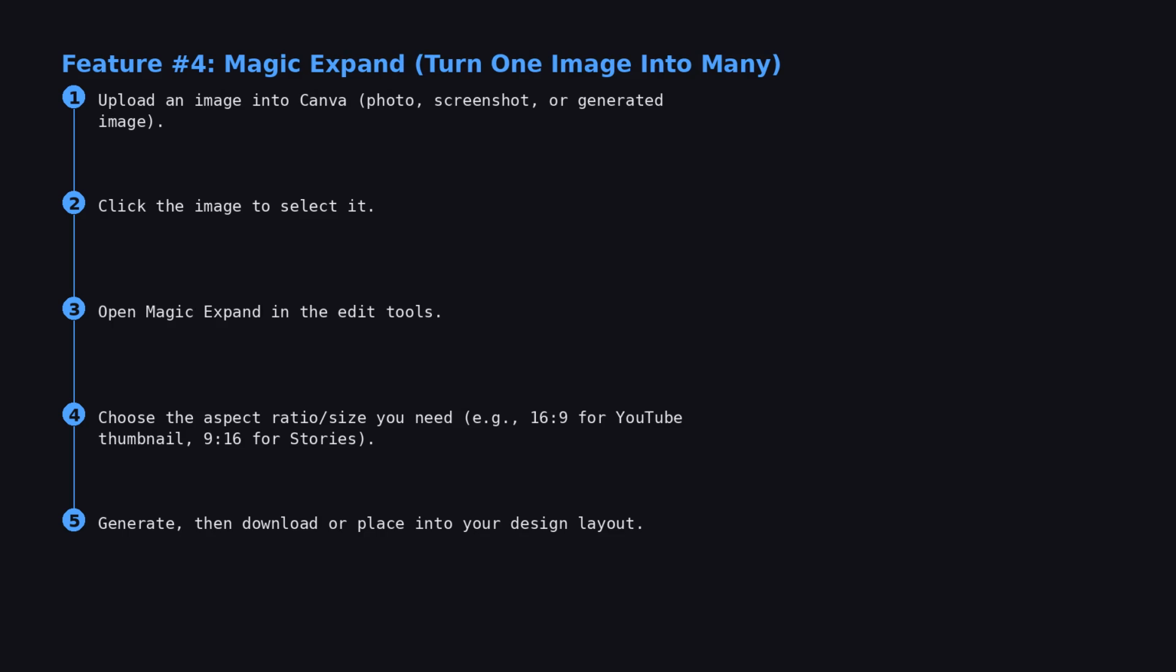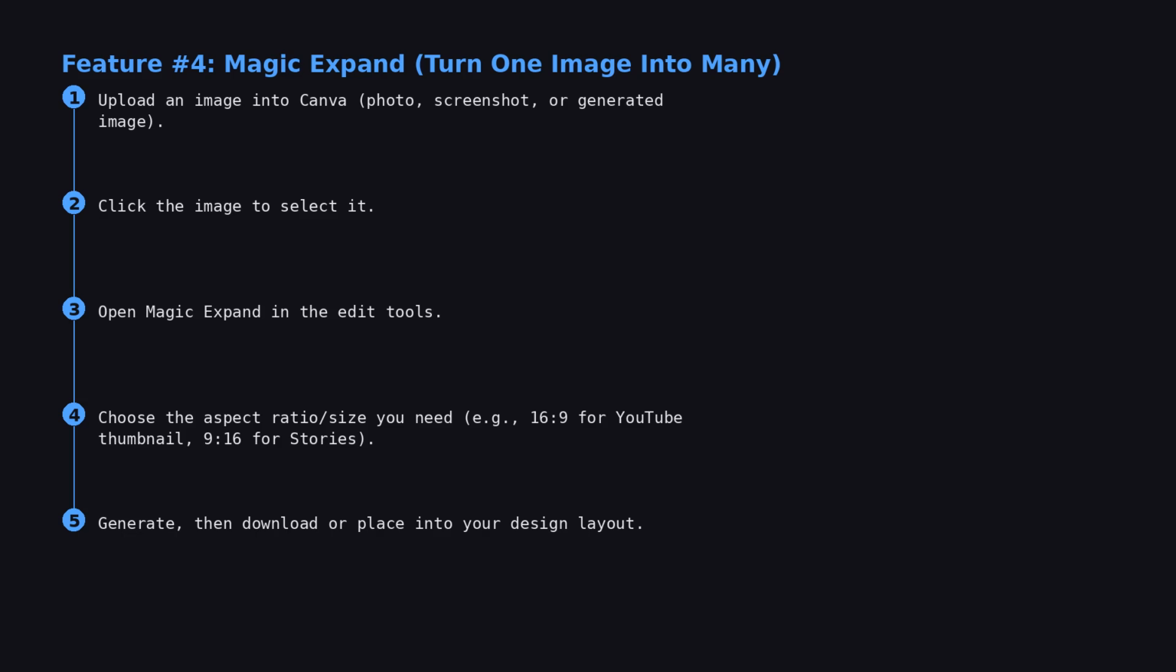What it is, Magic Expand extends an image beyond its original borders, basically letting you grow the canvas while keeping the style consistent. Why it matters: freelancers often start with one good image, then need multiple formats: YouTube thumbnail, blog header, Instagram story, and a proposal cover image. Without Magic Expand, you either crop too tightly or you rebuild designs. Here's how to do it.